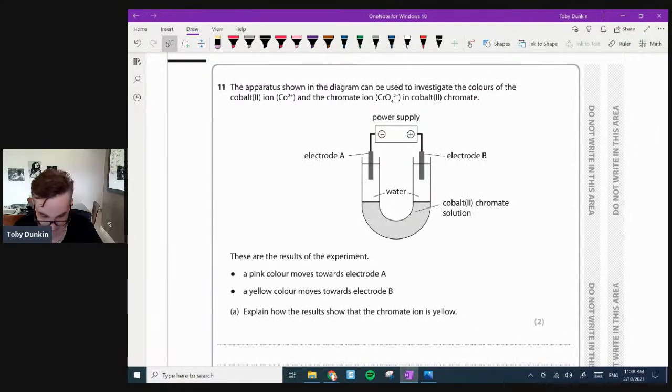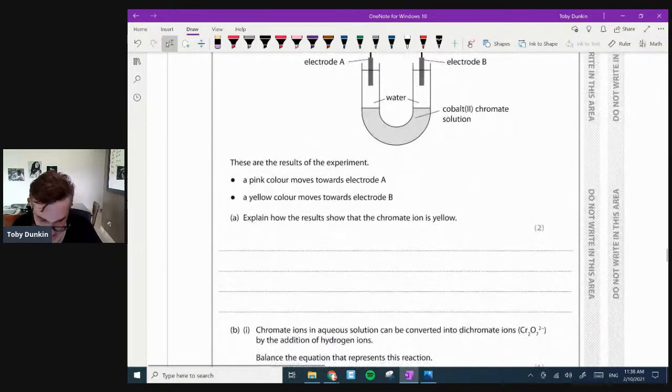Wow, I was talking about this in my A-level chemical tests one. I didn't use cobalt, though, as the example. Cobalt's pink, by the way. It says the apparatus shown in the diagram is the colors of the cobalt 2 plus and the chromate. That's really interesting because the results, I'll show you, explain why the results show that chromate ion is yellow.